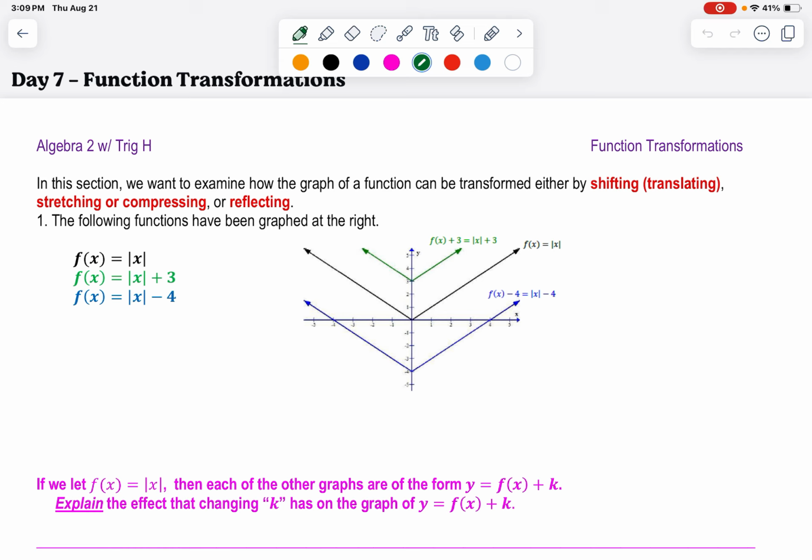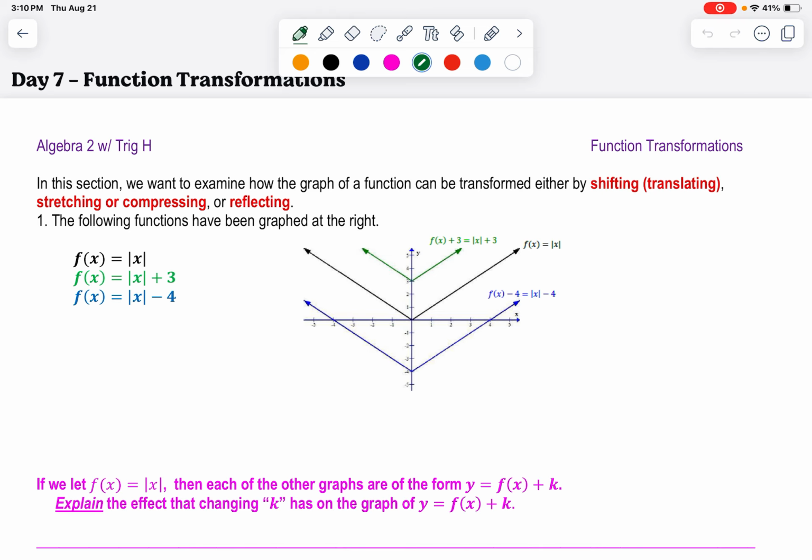So here we have three graphs. It says the following functions have been graphed at the right. So first off, we have the parent absolute value function, f of x equals the absolute value of x. That's graphed in black. And then we have two other functions that have been shifted. If you look, the green function is moved up 3 from the parent function, and the blue function is moved down 4 from the parent.